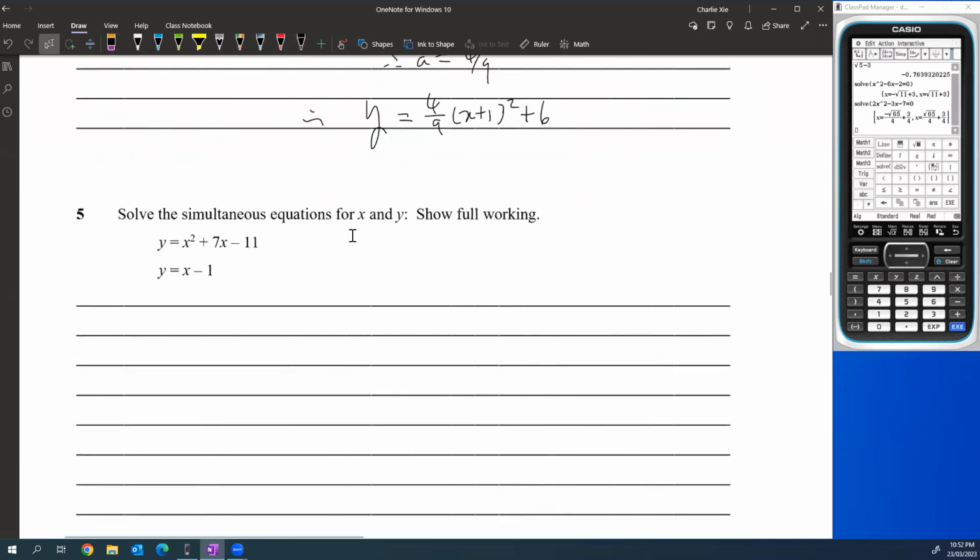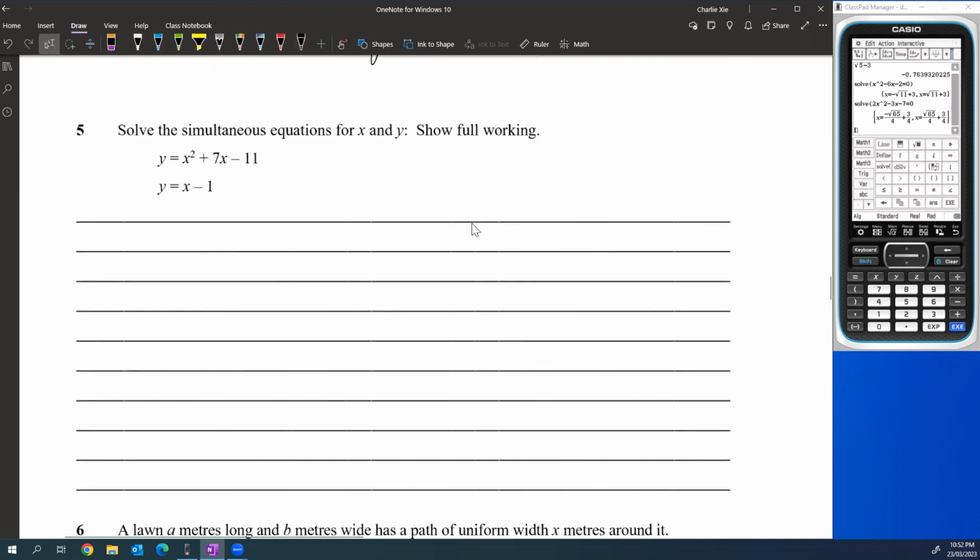Question 5. Solve the simultaneous equations for x and y, and please show full workings. Okay, so y equals this and y equals that. Intuitively, you know that's going to be substitution. So x minus 1 equals x squared plus 7x minus 11. Put everything on one side. When you are moving the terms to the other side, you've got to flip the sign. So 0 equals x squared plus 6x minus 11 plus 1 minus 10.